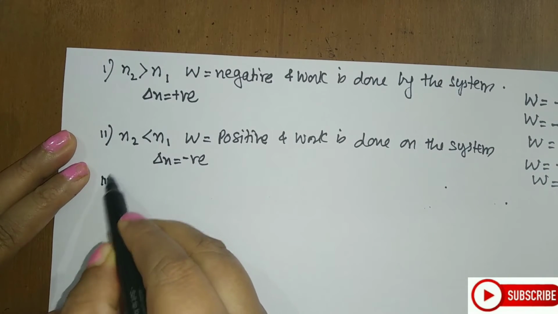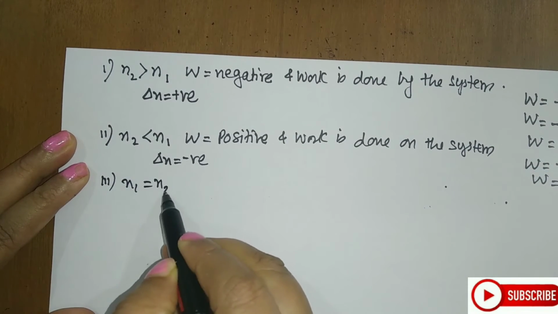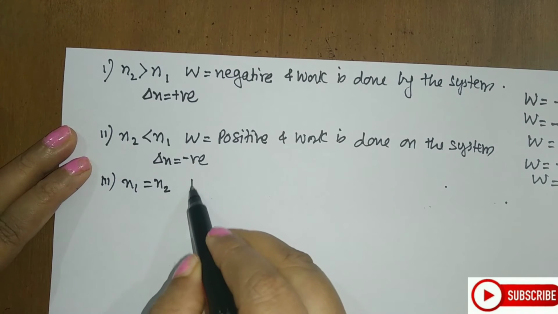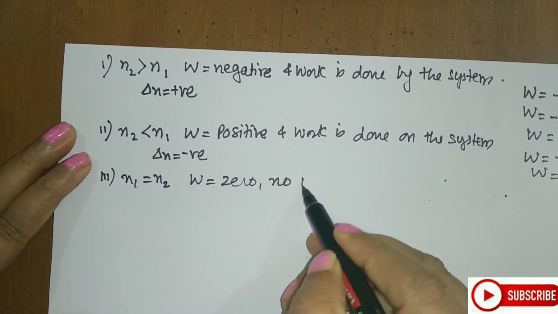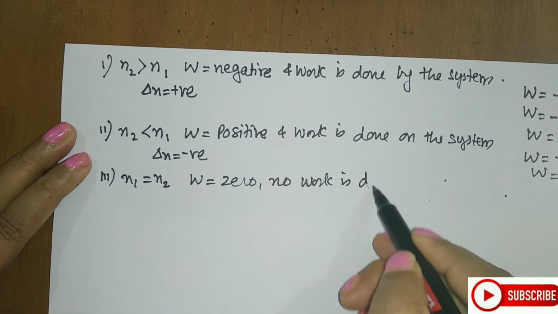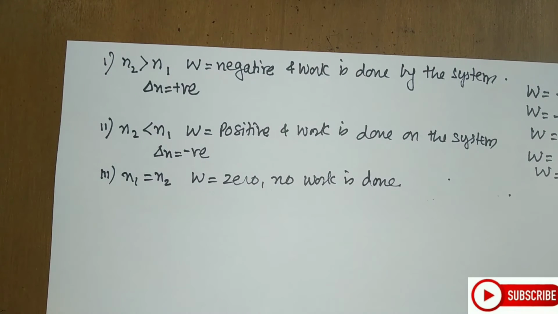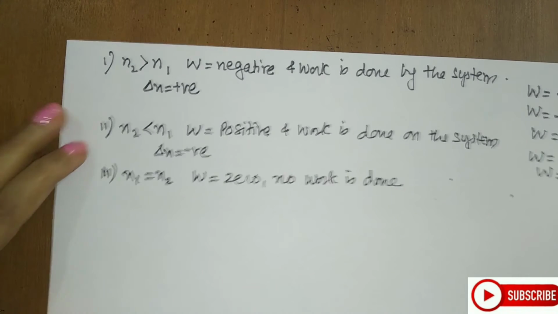Last, which is very easy: when N1 is equal to N2, then W will be equal to 0 and no work will be done. So this is the third sign convention. Now to understand those conventions better, let us try a few of the examples.